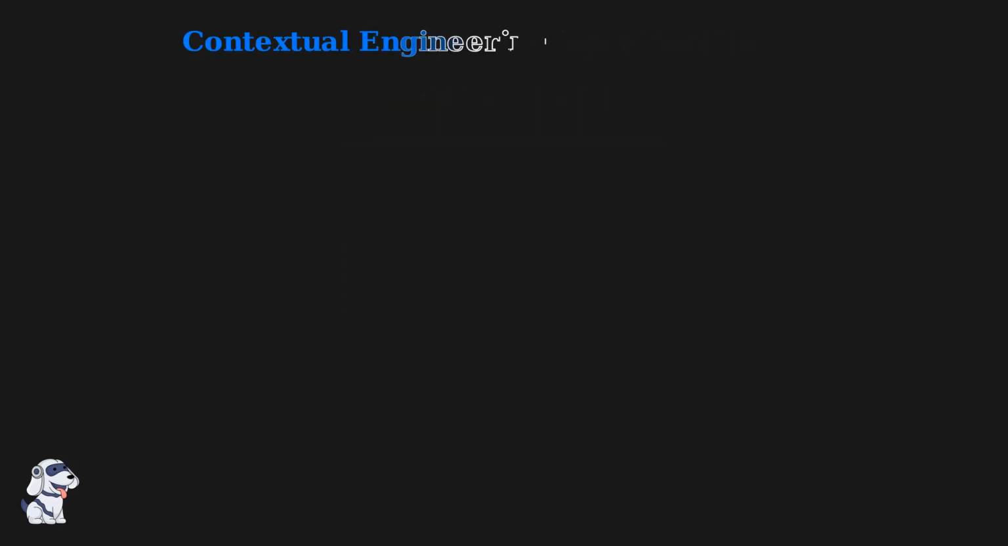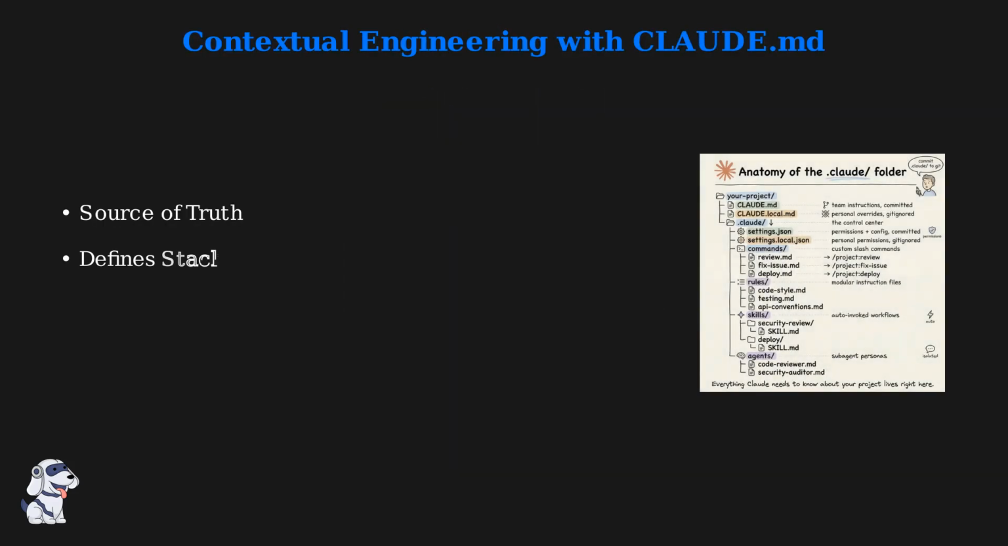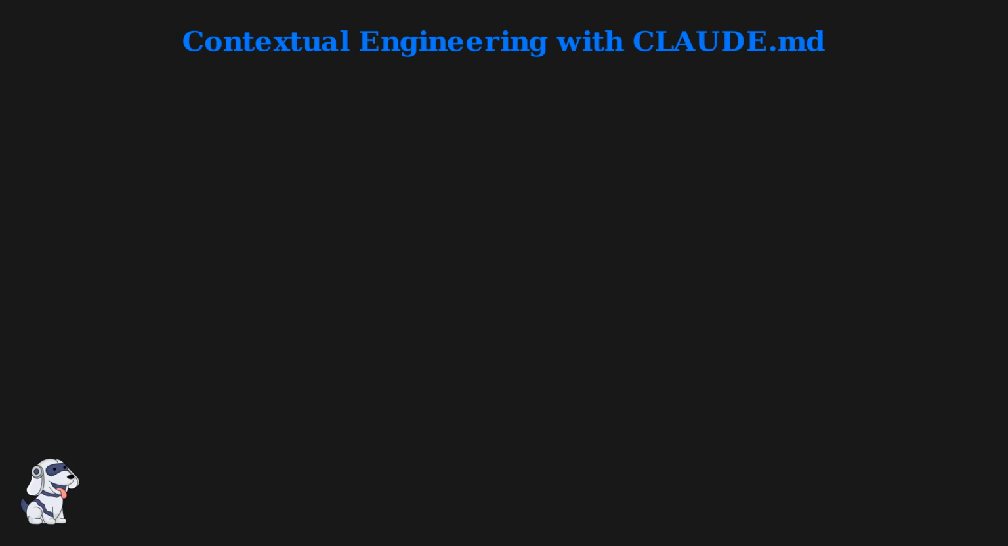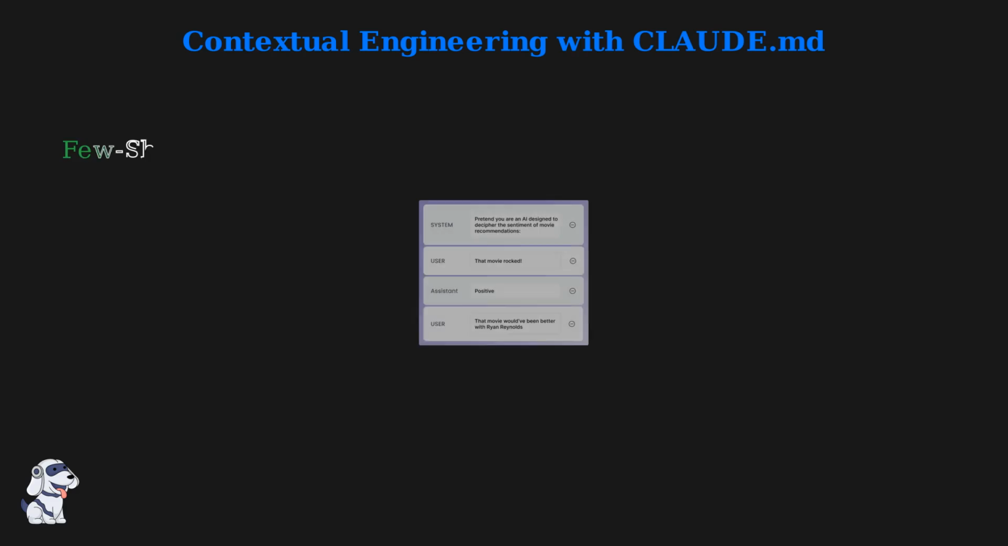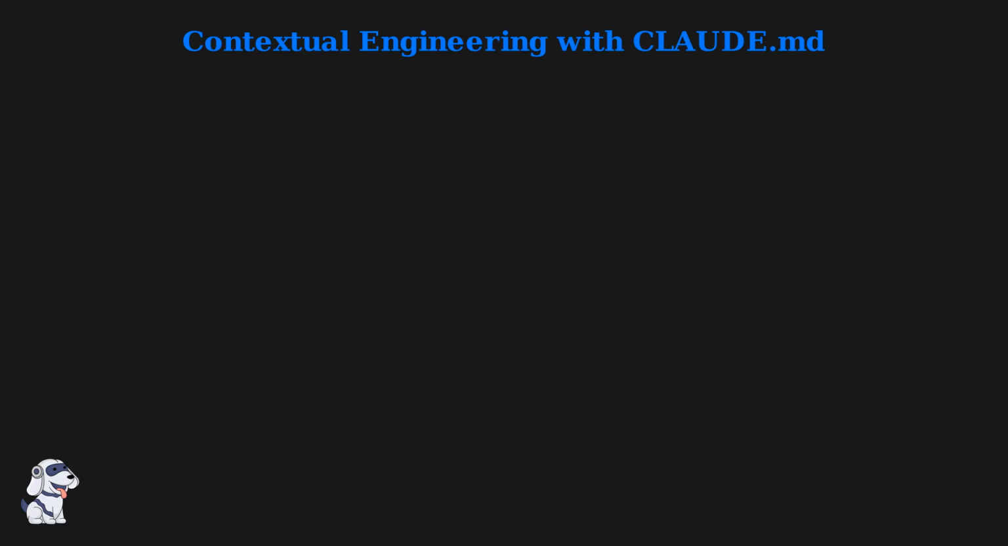To turn your repository into a self-explaining system, create a CLAUDE.md file at your project root. This acts as the primary source of truth, detailing your stack, architectural decisions, and testing procedures. Supplement this by providing examples of preferred code structure. This is known as few-shot prompting, which helps the model maintain consistent team style.